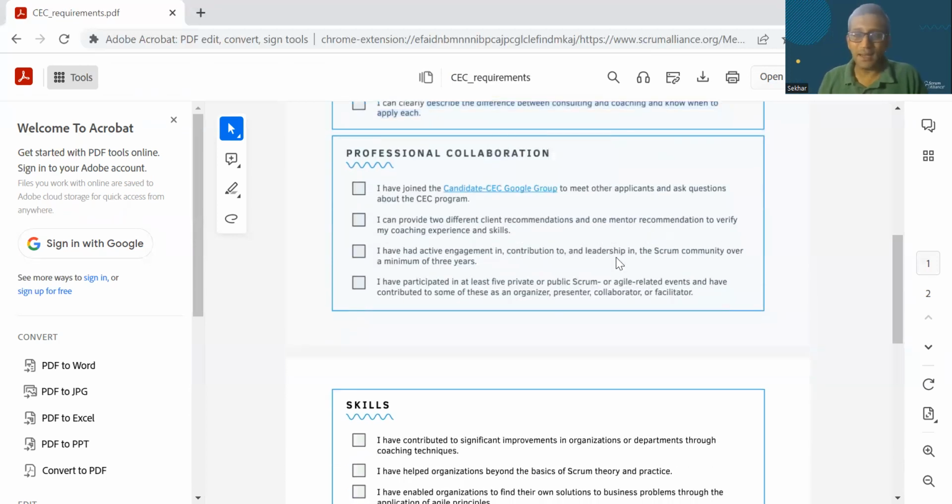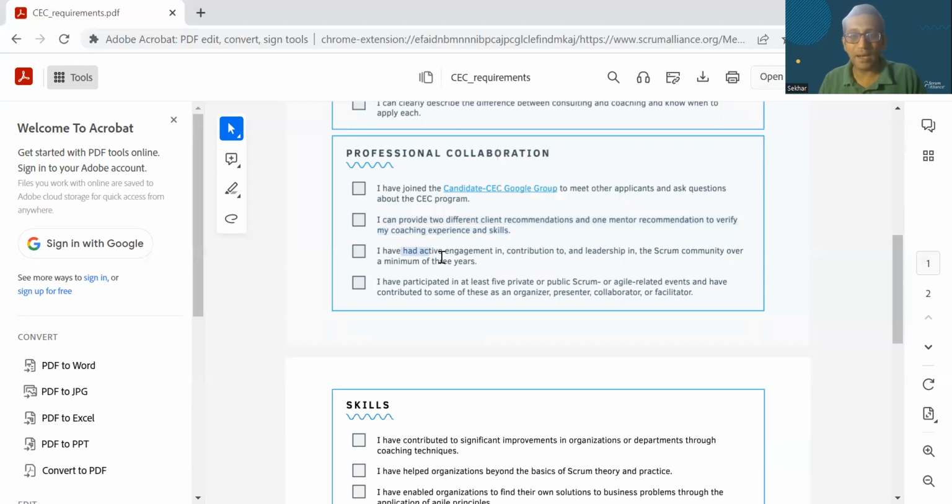Yeah. And it's always recommended that you join this Google group where everyone who wants to apply for this program interacts with each other and asks questions. And you need 2 client recommendations and 1 mentor recommendation. Client recommendations are from those with whom you helped organizations transform and enable agile ways of working, and a mentor with whom you directly worked, who might have helped you throughout your journey.